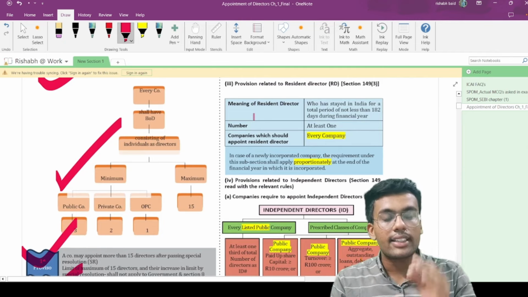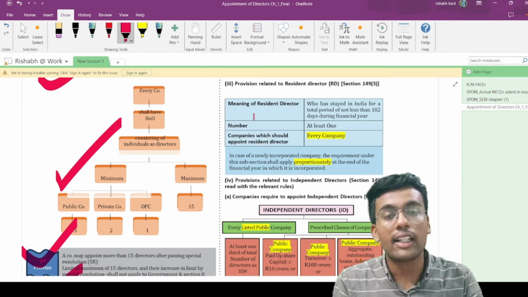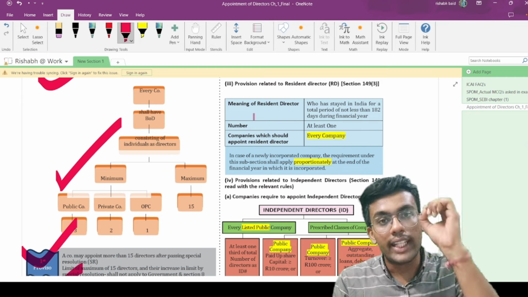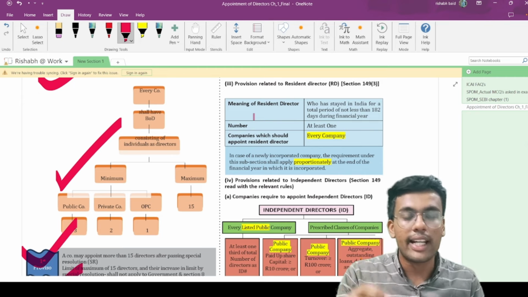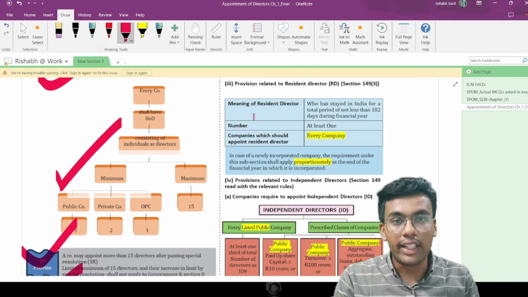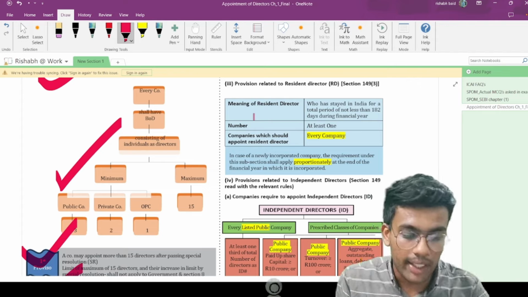Meaning of resident director. Section 149 subsection 3 says every company shall have at least 1 resident director who shall be resident in India for at least 182 days. मतलब कम से कम 182 दिन, 182 days he should be there in India. In case a company is in existence for less than 1 year, then this requirement will apply proportionately.